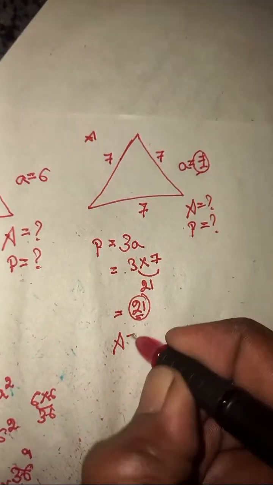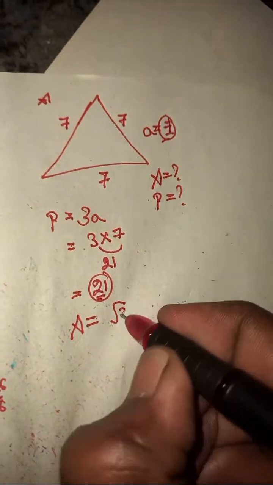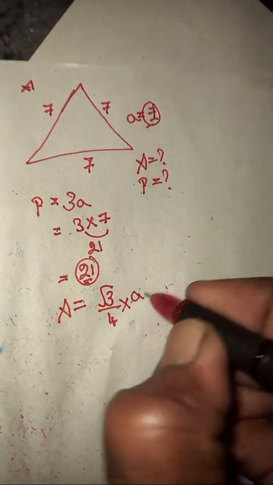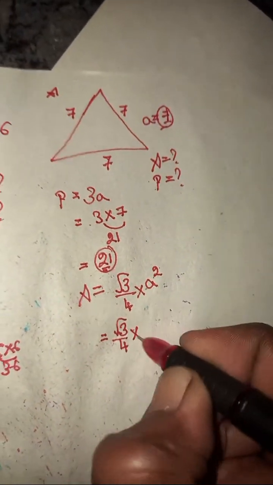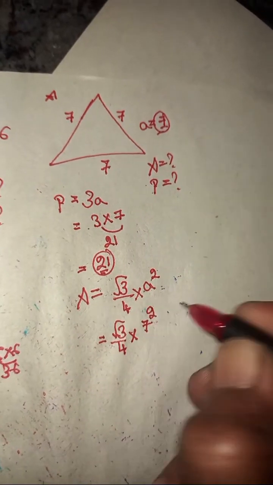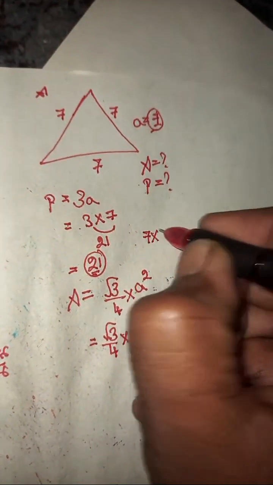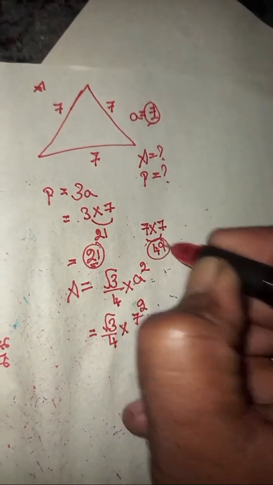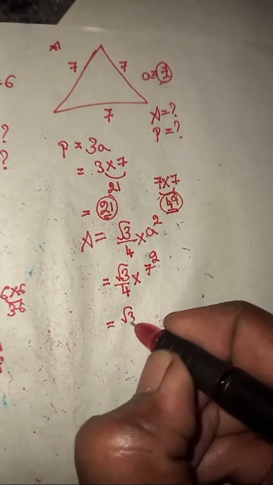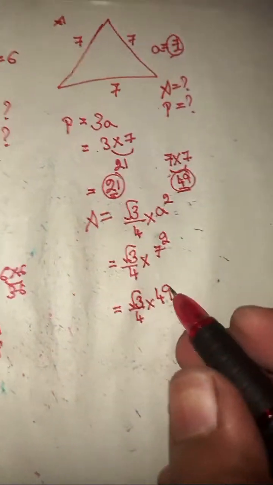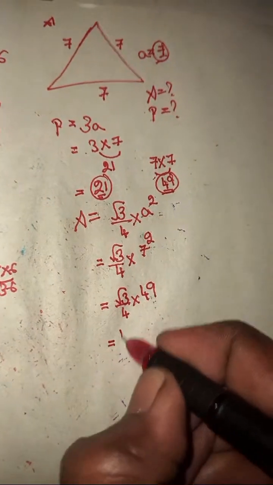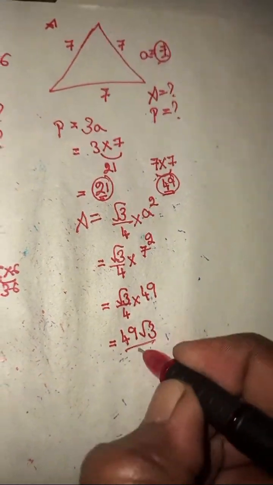Let's find out the area. Area is root 3 by 4 times a square, which means root 3 by 4 times 7 square. Here 7 times 7 becomes 49. So it is root 3 by 4 times 49. You cannot divide 49 by 4, so 49 comes in front and it becomes 49 root 3 by 4 square units.